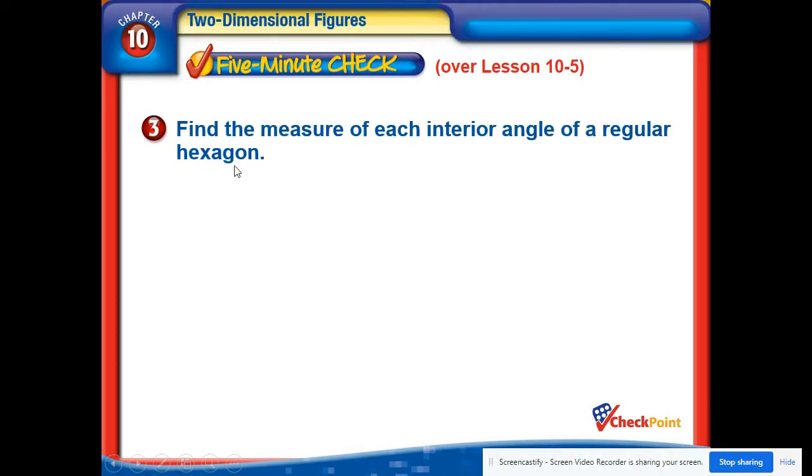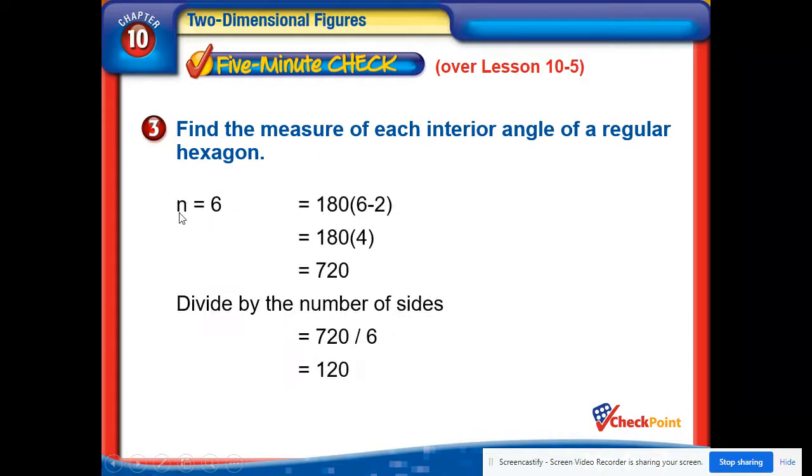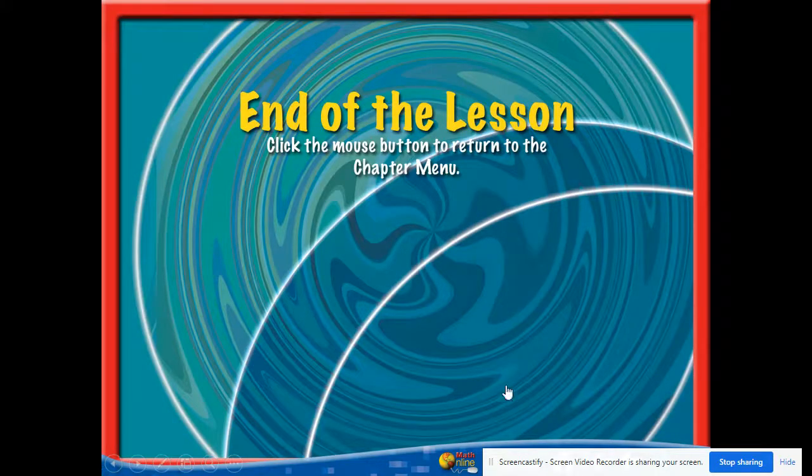Let's try one more. Hexagon. How many sides for a hexagon? 6, n equals 6. So 180 times 6 minus 2, which is 4. Multiplying that gives 720. And then we divide by the number of sides. So 720 divided by 6. Each angle is 120 degrees. And that's what I have for you today.